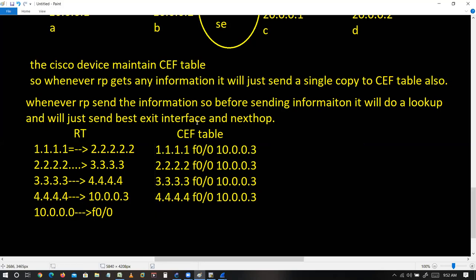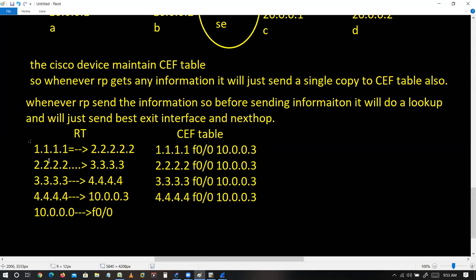If I talk about CEF, the fast switching, the CEF switching, at that time, once the routing table receives the information, it will do this task, correct? Right or wrong? So whenever the routing table receives the packet in the fast switching, in the process switching, at that time only it will do this lookup.